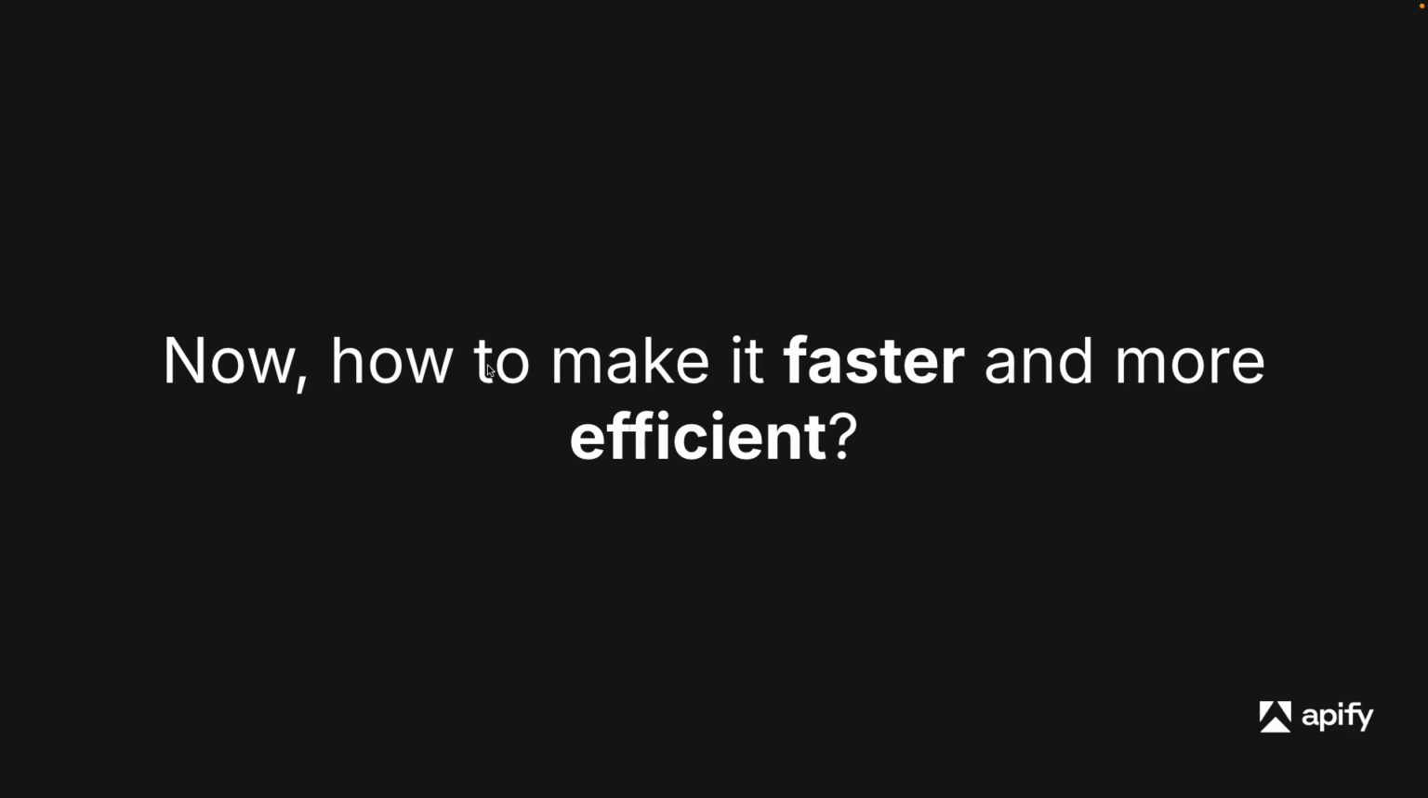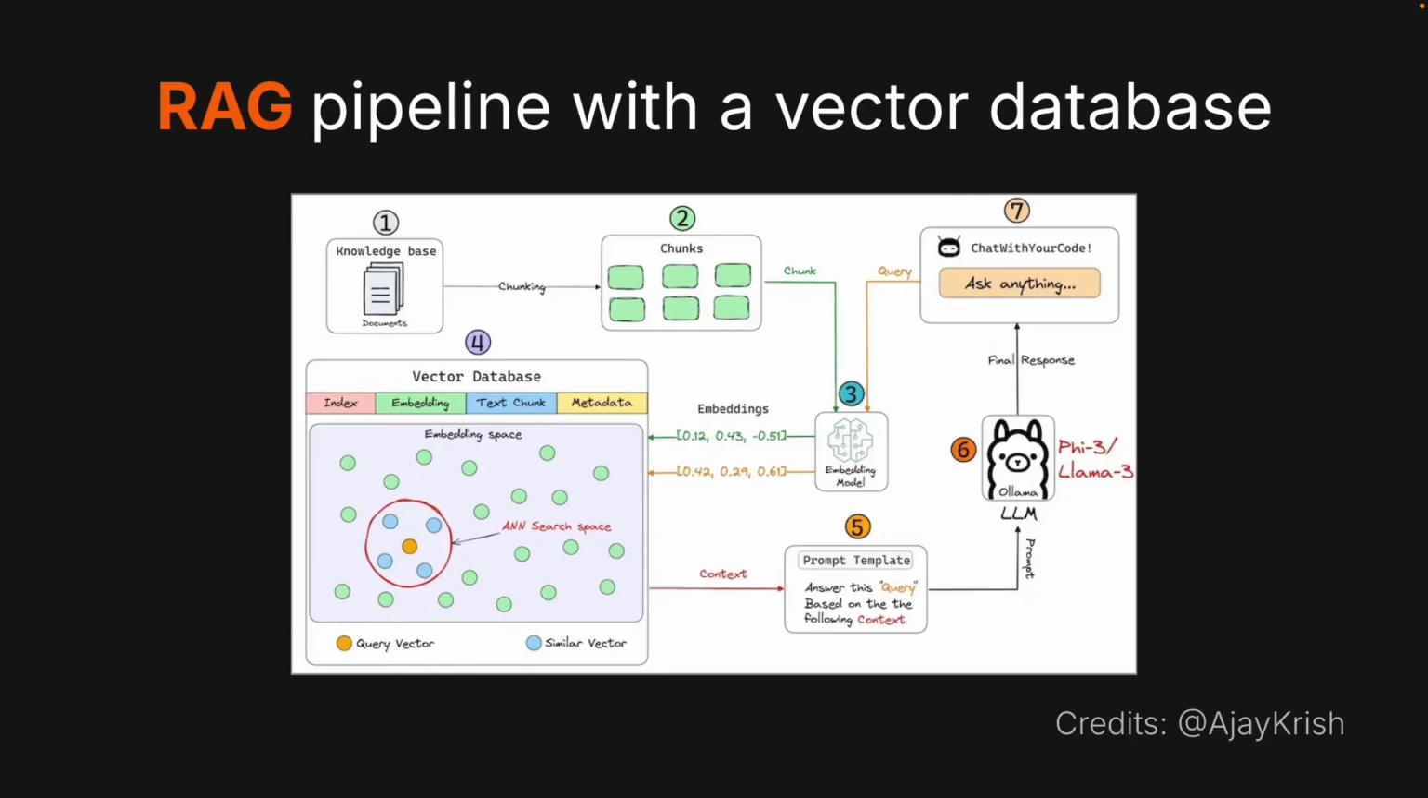Now we need to make it faster and more efficient. And for that, we are going to use a RAG pipeline with a vector DB. So let's go over this image real quick. If we look at number 1, there is the knowledge base. In this image, it's documents, but it can be long text also.